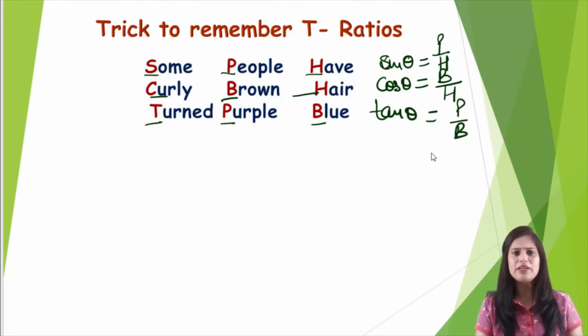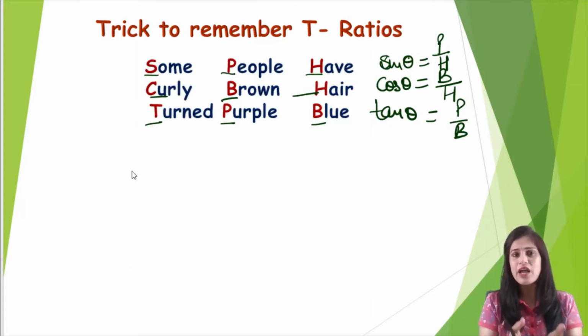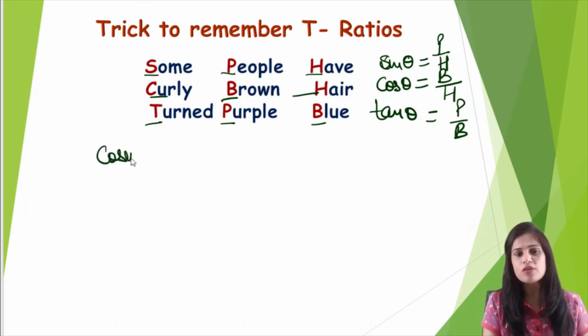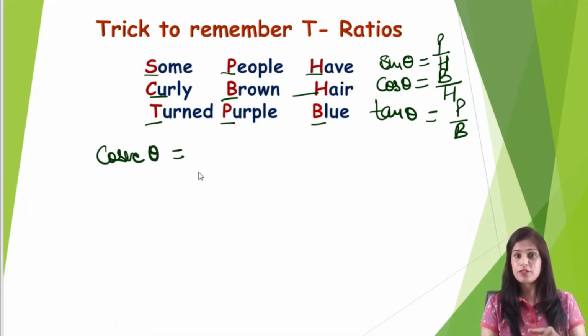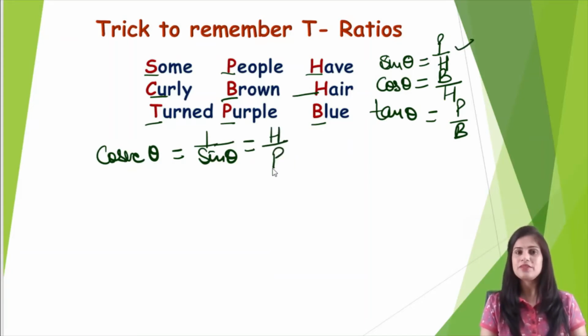Now you might be wondering that this trick is for only 3 functions. What about the remaining functions? For that, I have already given you formulae, so we can derive from there. After sine theta, cos theta, and tangent theta, we are left with 3 more functions. They are cosec theta, which is the reciprocal of sine theta. And sine theta is what? P by H. So cosec theta will become H by P.